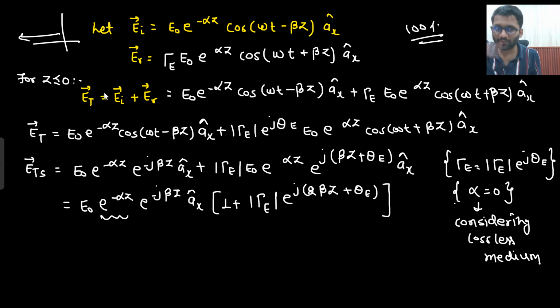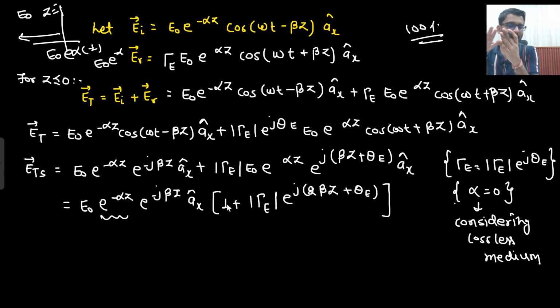So if the value of z is becoming negative, at z equals 0, what is the magnitude? E naught. At z equals minus 1, the magnitude will be E naught e to the power alpha z, and z is minus 1, so that will be E naught into e to the power minus alpha. At z equals minus 2, the magnitude will be less. And at z equals minus infinity, what will be the magnitude? E naught e to the power minus infinity, that would be 0 only.